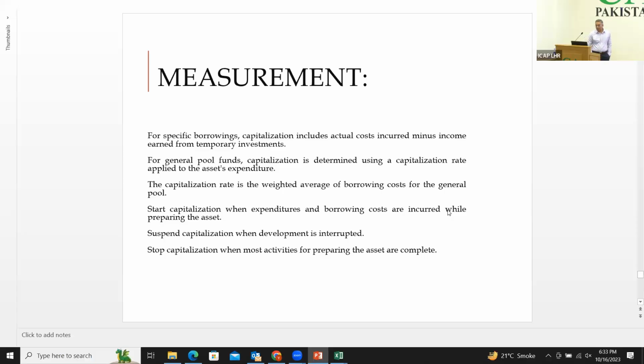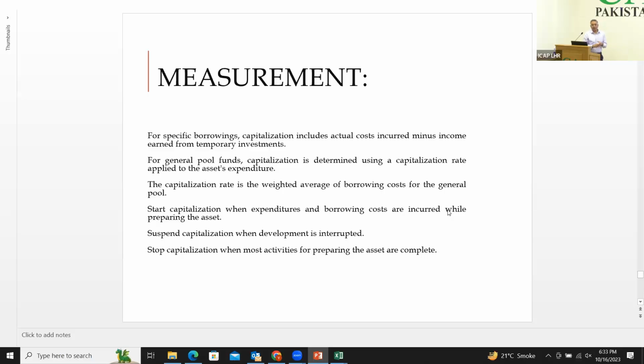Then there are three conditions which are normally required to be satisfied before recognizing borrowing cost into the cost of the asset. Borrowing cost is being incurred, then construction of the qualifying asset or necessary activities to complete the asset have been initiated, then expenditure on the asset is being incurred. If these three conditions are satisfied, only then you can add borrowing cost in the cost of the qualifying asset.